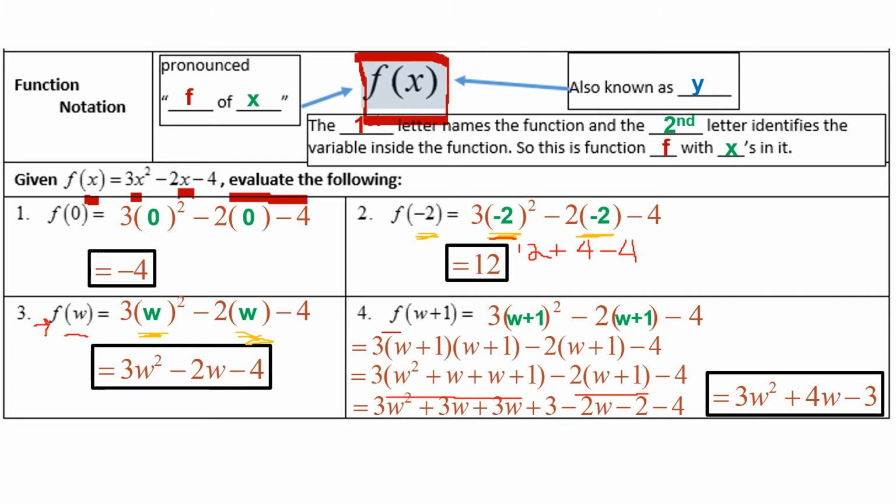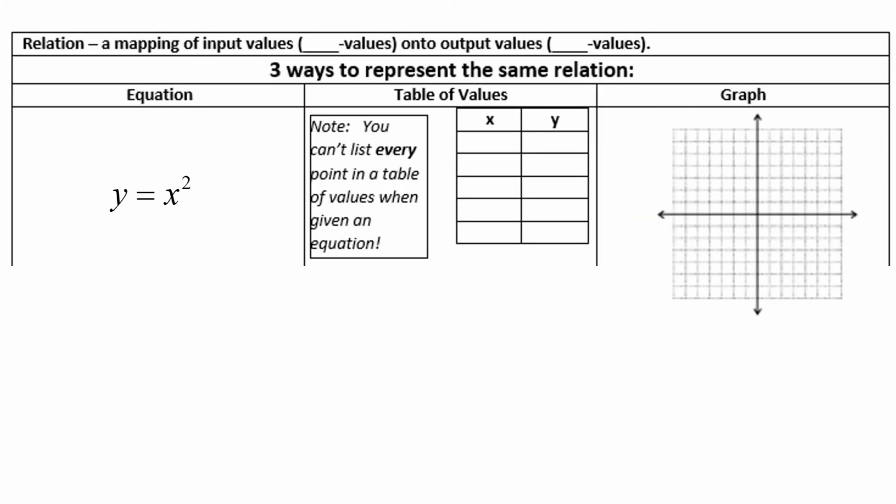Hopefully you got 3w squared plus 4w minus 3. We're going to talk about something called a relation, a mapping of input values, which are x values, onto output values, which are the y values. We're going to show you 3 ways to represent the same relation. We're going to start with an equation.